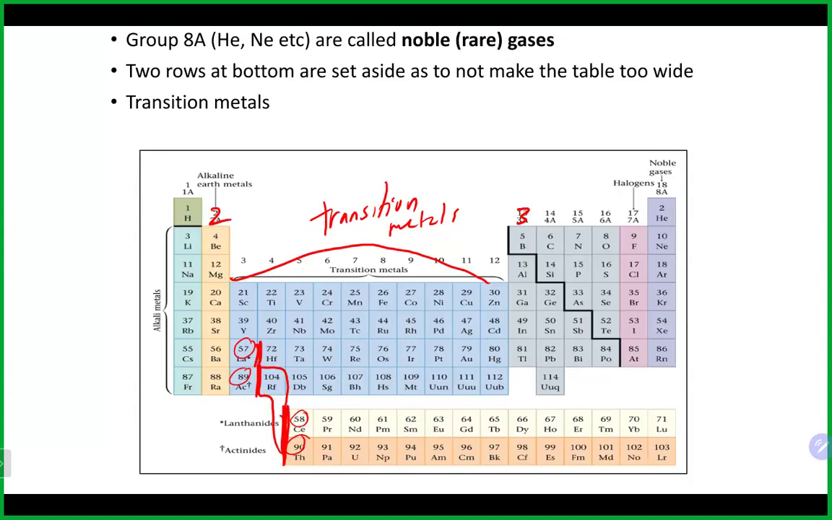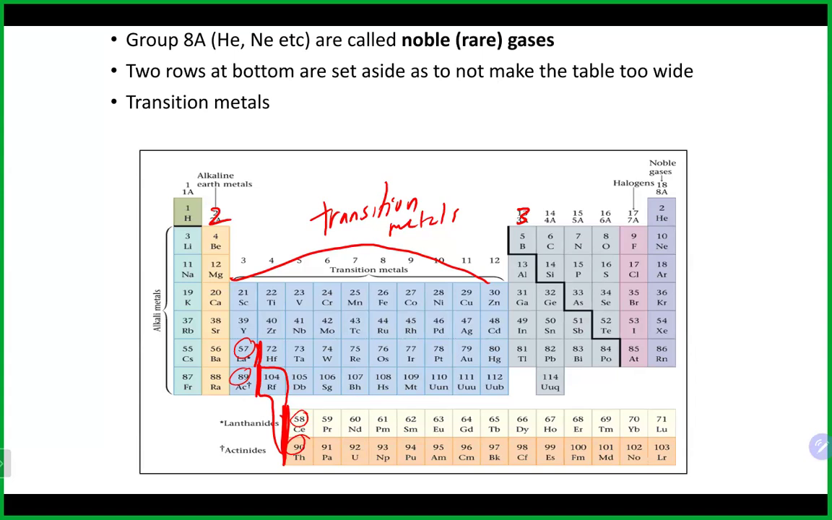Any questions on the periodic table? So you need to know which way groups go. You need to know the group numbering. You need to know which way periods go. You need to know where you find the alkali metals, alkaline earth metals, the halogens, the noble gases, the transition metals, and obviously you need to know what things are metals, nonmetals, and metalloids.